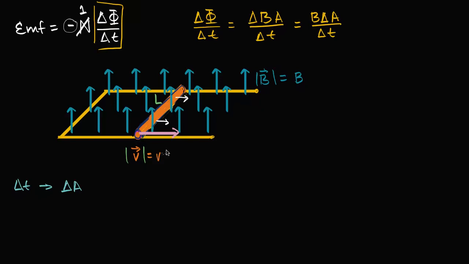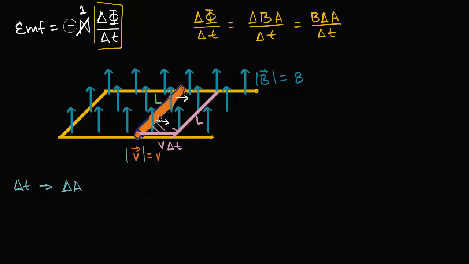Well, we know the magnitude of our velocity. If you multiply the magnitude of your velocity times your change in time, that will give you your distance. And so your change in area is going to be the amount of distance that's traveled times the length of the rod, which is just that.